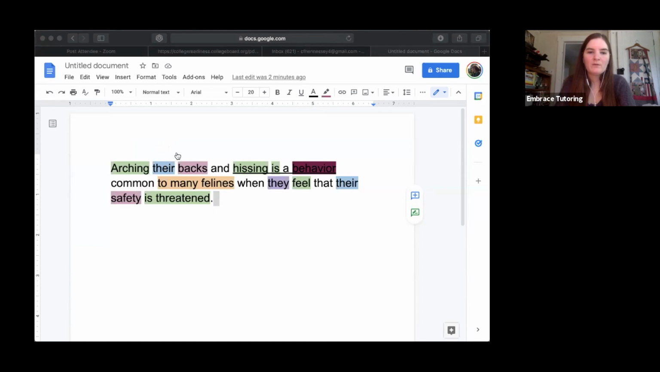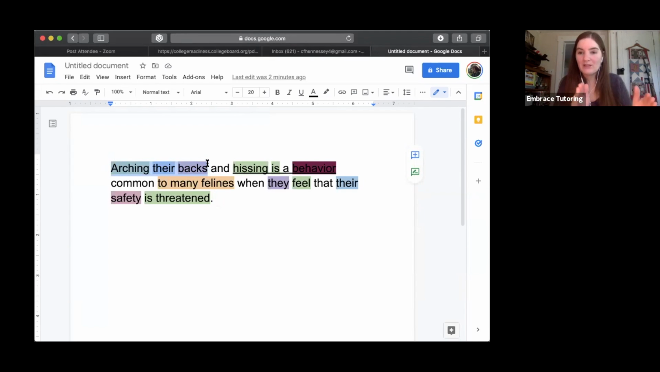A deponent verb. Okay, so that means it's essentially kind of like a verb form that is being turned into a noun. It has a passive form, but it's active in meaning. Okay, so arching their backs and hissing, that's actually what we're talking about.